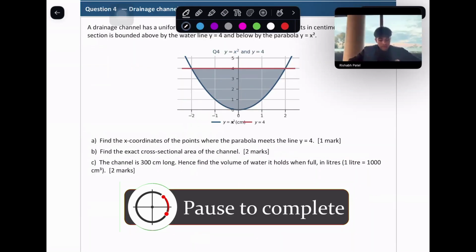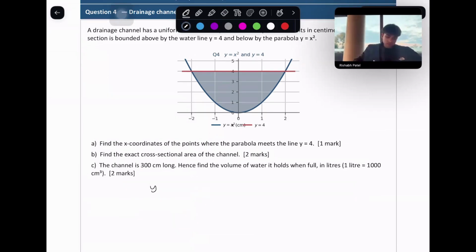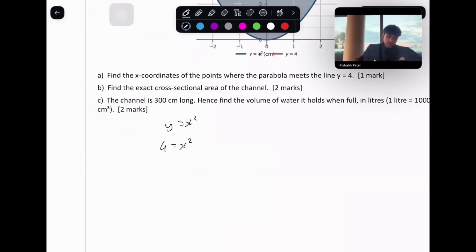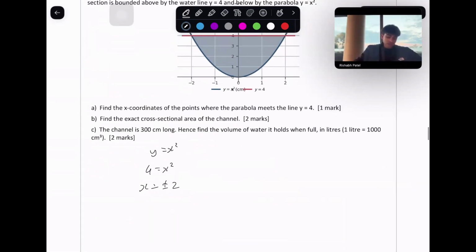They've asked us to find the x-coordinates of the points where the parabola meets the line y equals 4. The parabola is just y equals x squared, so this is really easy. You have 4 equals x squared, and you get x equals plus or minus 2. Cool, easy enough. Those are the x-coordinates.